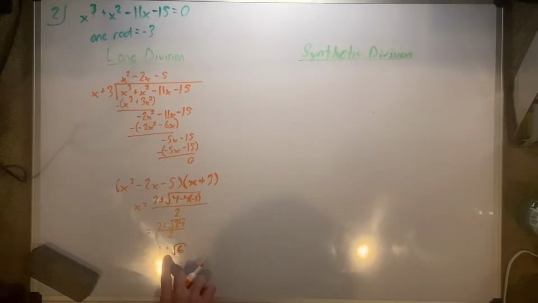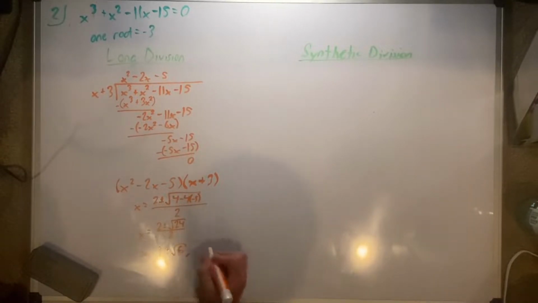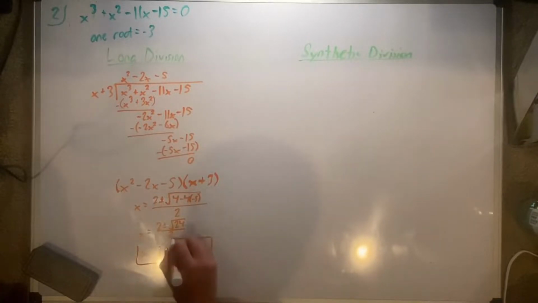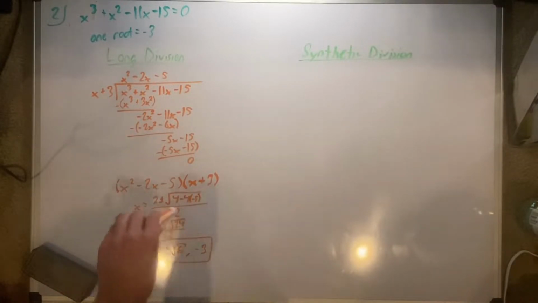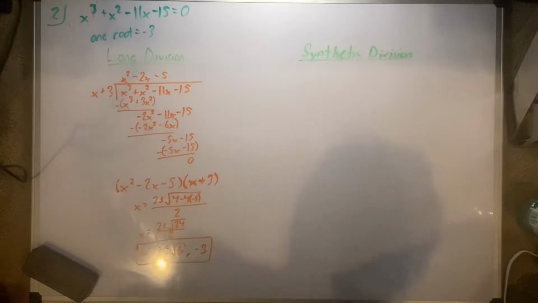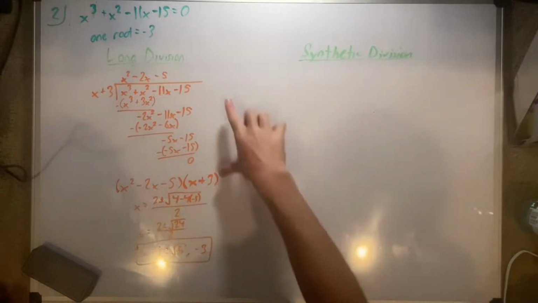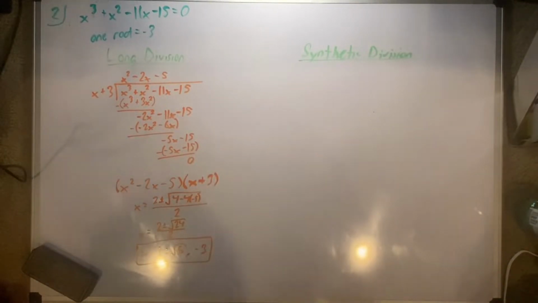Keep in mind we're doing a plus or minus here, so there are actually 2 roots here, which means that our roots are 1 plus or minus rad 6, and then also the root it gives us, negative 3. So these are our roots. Now let's solve this by synthetic division. I'll tell you, this step here where we use quadratic formula will be the same with synthetic division. So synthetic division is basically skipping all of this long work.